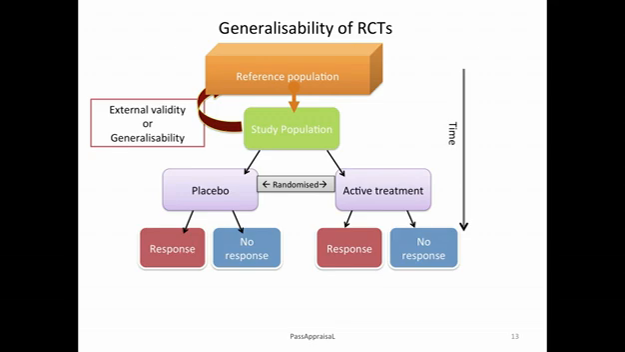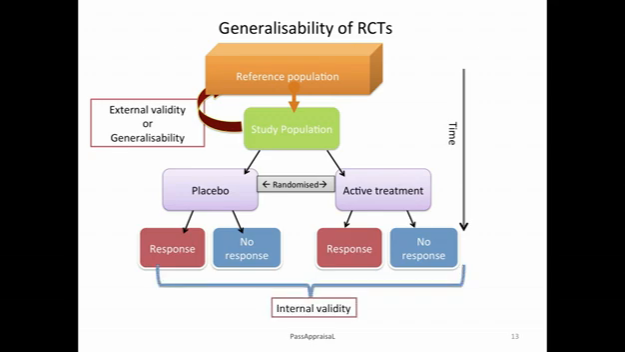The ability to apply the results of a sample to the population is called generalizability or external validity. As discussed earlier, this is limited for an RCT. Even though the internal validity, that is, the degree to which the results are not biased on the basis of the conduct of the study, is very high for an RCT, the external validity is usually poor.